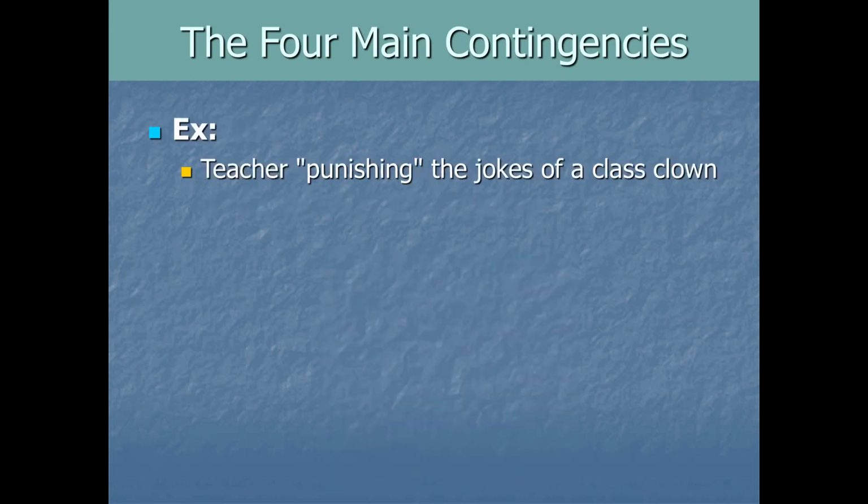So a common application we might see of this happens in elementary school all the time. A teacher tries to punish the jokes of a class clown by telling her to be quiet. But the kid keeps interrupting class with jokes. Perhaps what's going on is all that attention from the teacher was reinforcing, even if the attention was being told to shut up or stop messing around. So the teacher might have accidentally reinforced the behavior, making it more likely, even though the teacher thought telling the kid to be quiet would be a punishment.